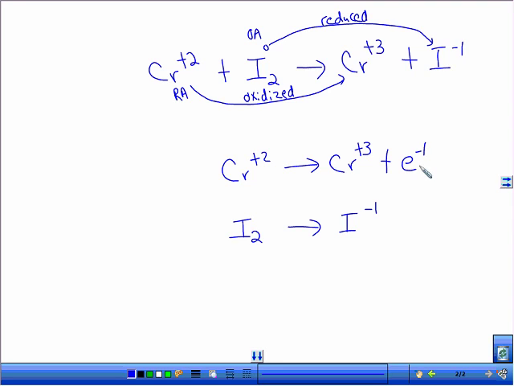Number 7 in your homework, you're going to just look at the half reaction. So you're just looking at the little part here, and you're balancing, and then you're telling if it's oxidized or reduced. That's all you're doing in number 7 on the homework.